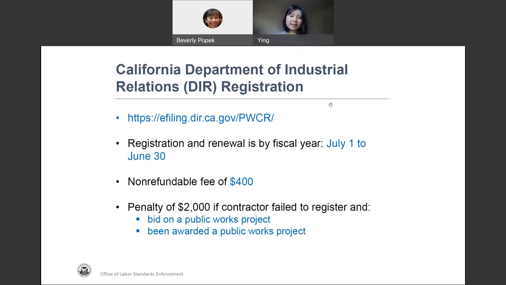Please be noticed that OLSE does not enforce this provision of the law. DIR does. This is just a courtesy reminder for you all. There is no DIR registration required for small projects that is under $25,000 for construction or $15,000 for maintenance work.